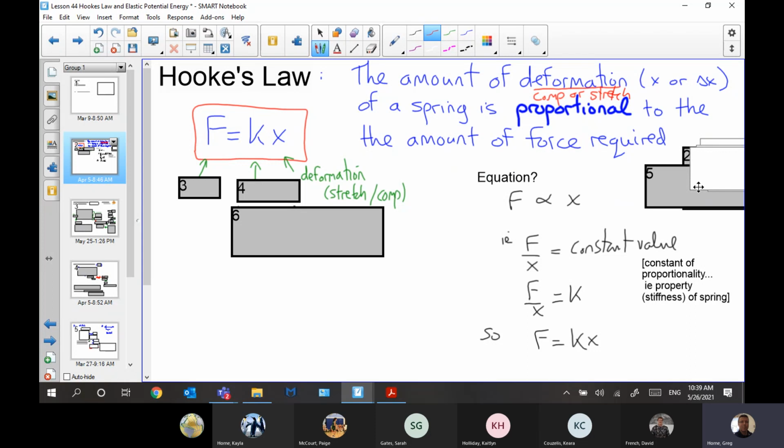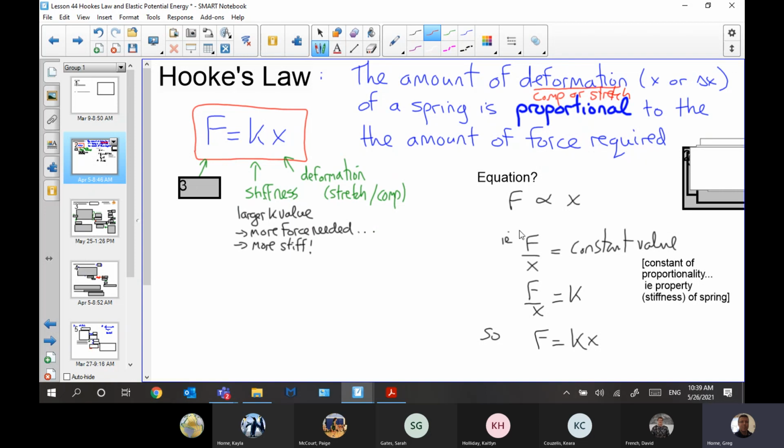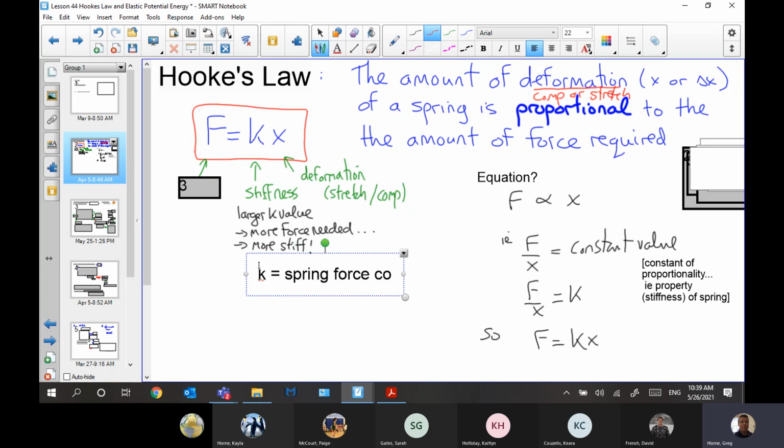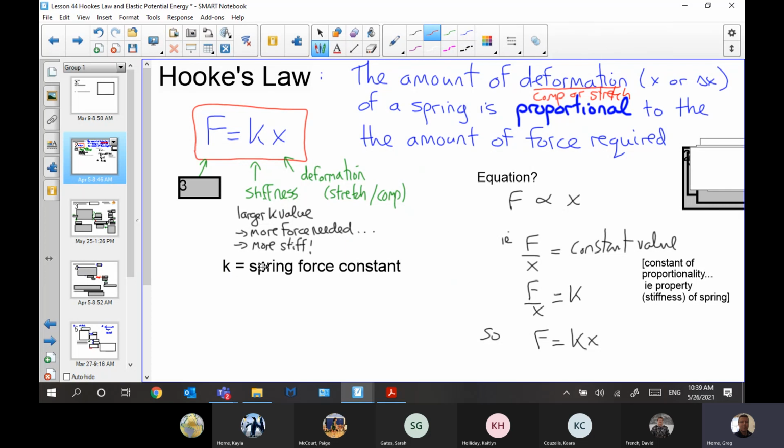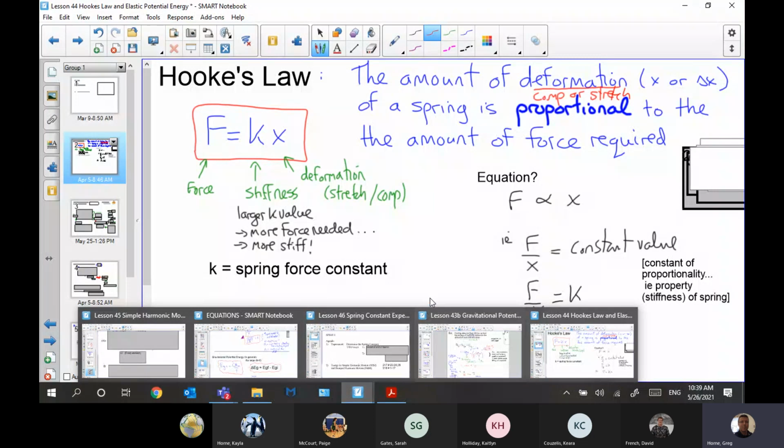So F equals Kx. The X is the amount of deformation, stretch or compression. The K is the stiffness of the spring. It's the spring force constant, I should add. So K is officially the spring force constant. That's the language used in one of the questions, a kind of weird way of describing it. And of course F is the force.